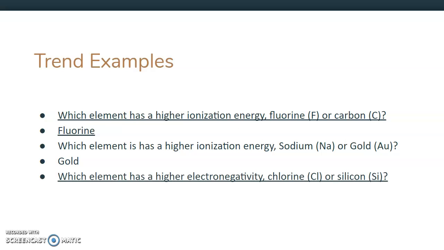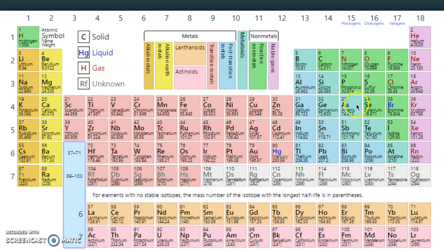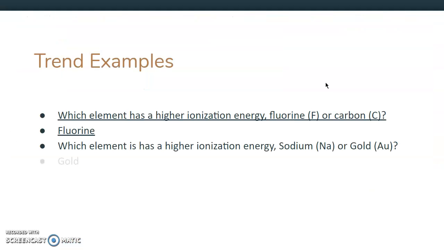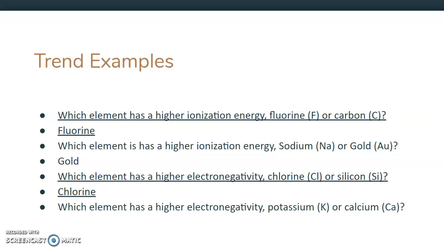All right, we have some more examples. So which element has a higher electronegativity, not ionization energy, but electronegativity? Chlorine or silicon? So if we're looking at our table, we can find chlorine right here. We can find silicon right here. So it's our same trend as we just had. Chlorine is farther to the right than silicon, so it would have a higher electronegativity.